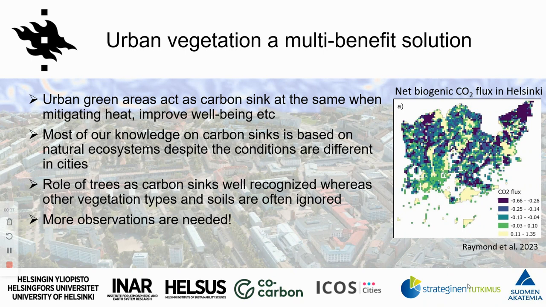Why am I interested? Most of our knowledge on urban carbon sinks is based on natural ecosystems, even though the conditions can be quite different for vegetation in urban areas. There is more variability in species. It's more complex. We have trees, shrubs, meadows, perennials, lawns, and so on. Also, the growing conditions are quite different.